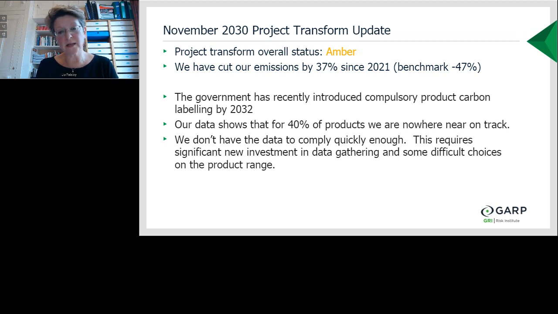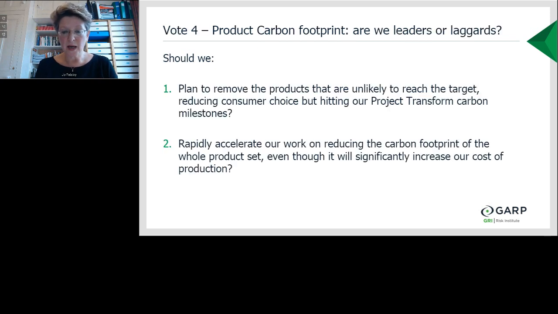If we have to get the data, that requires significant new investment in data gathering. And there are some difficult choices on product range as well. So we're going to turn to you, the board, again for another vote. And here we are. What are we going to do about this product carbon footprinting data? Are we going to be leaders or laggards? That's a little bit loaded, isn't it? But are we going to plan to remove the products that are unlikely to reach our target of net zero across our product range? That would reduce consumer choice, but it hits our Project Transform carbon milestones. Or are we going to rapidly accelerate our work on reducing the carbon footprint of the whole product set, even though it will significantly increase the cost of production? So that's the dilemma you've got.